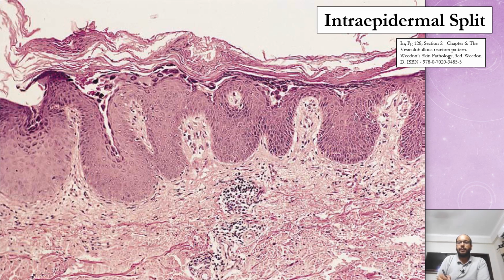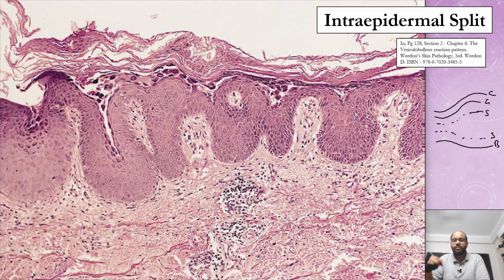This is an intraepidermal split. So here you can see you have stratum corneum, you will have the granular layer, a little bit of spinous layer, and a little bit of spinous layer below, and the basal layer. So this is the basal layer, spinous, granulosum, and corneum. Here the split will be in between the layers of the stratum spinosum. In this diagram, the split is in between the spinous layer. And that is known as intraepidermal split.